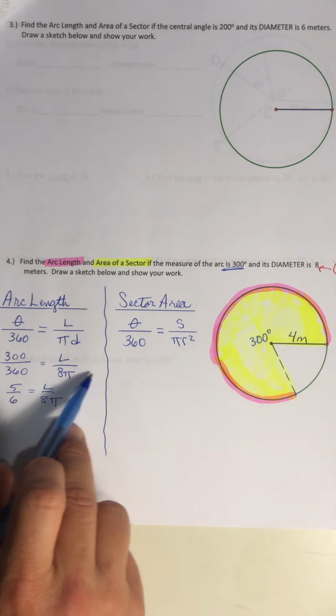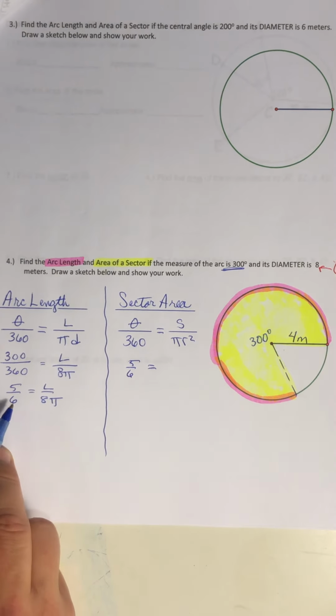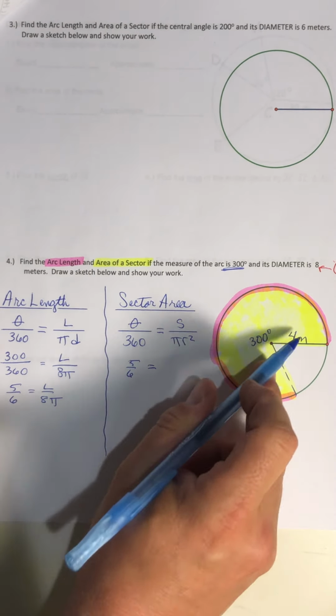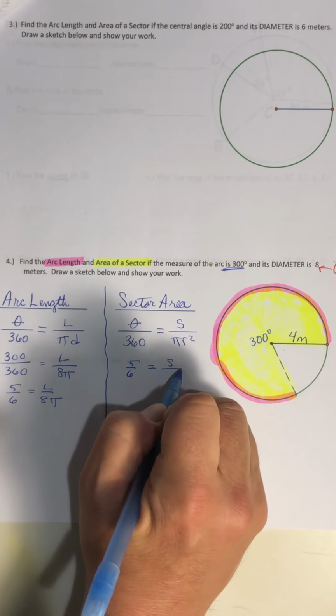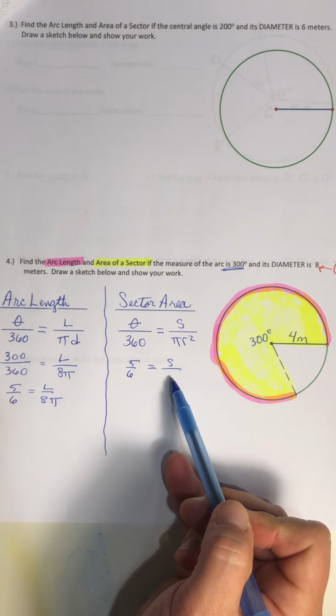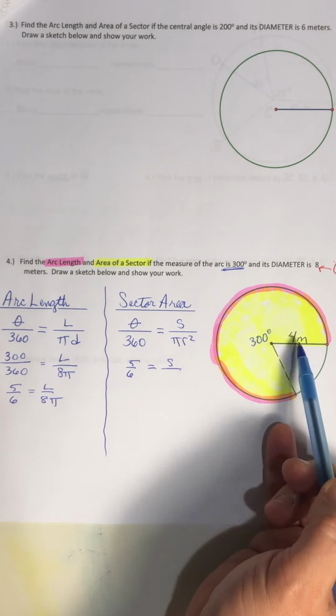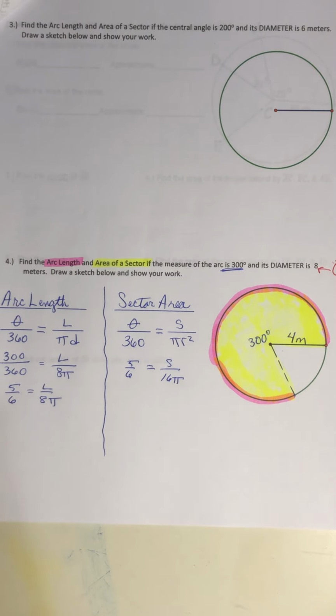I'm going to skip over to here. Theta over 360. That's 5/6. I just calculated that. I'm going to copy that over here. It's the same proportion, the same amount. However, big difference again. Remember, area of the sector, part of the area is to all of the area. Pi radius squared. That's 16 pi. Okay, guys? So that should get you going.